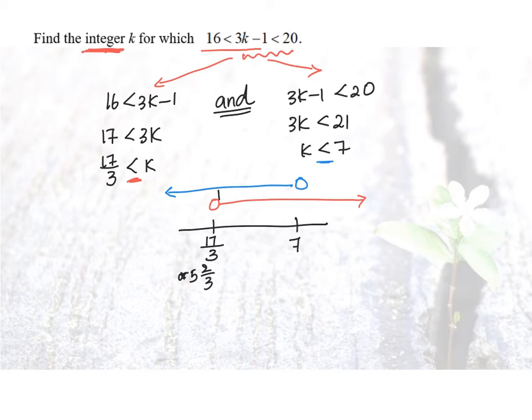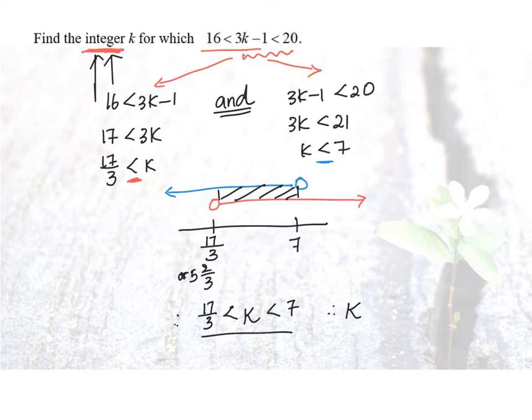Now where's the portion that satisfies both conditions? That answer will be k in between 17 over 3 and 7. But let's get back to our question. The question says integer. So from 5 and 2/3 to 7, I cannot take 5 and 2/3, and I cannot take 7. So the only answer is the integer in between, 6.